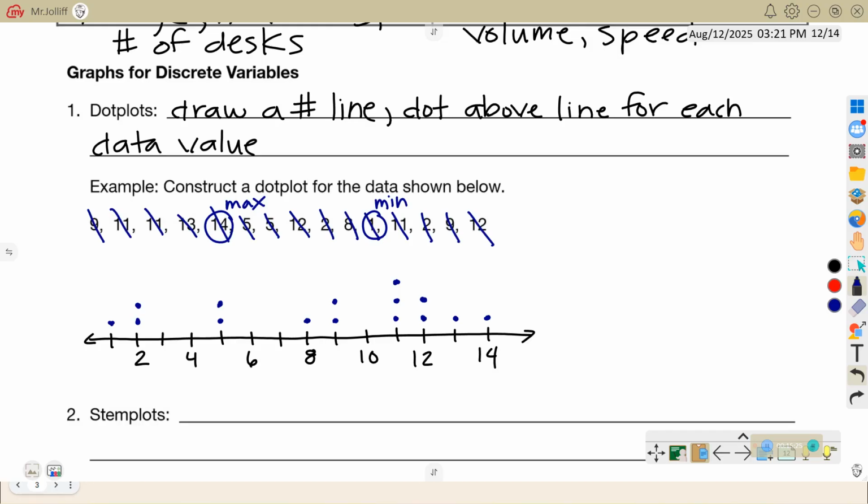That matters because whether my data is nice and evenly spread or if it's slid to one side or the other tells me how I treat it when I start calculating things. Okay, questions on the dot plot? No. All right, we're going to do our stem plot next.